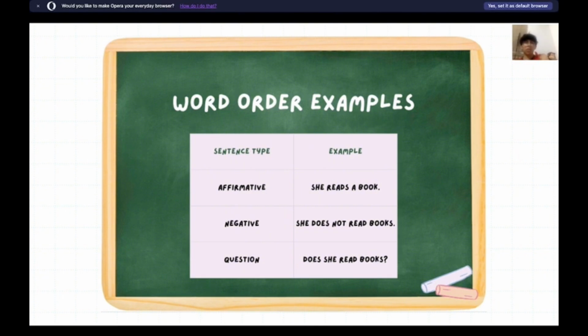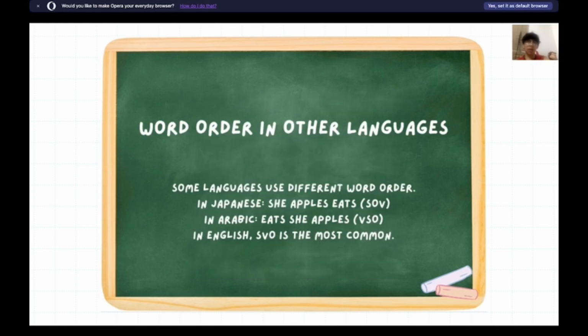In affirmative, she reads a book, as we said before. In negative, she doesn't read books, it's SVO. In questions it's SVO: does she read books? It's always SVO, but adding some words like does, which is mandatory in simple present questions, or not when we have to use a negative form.